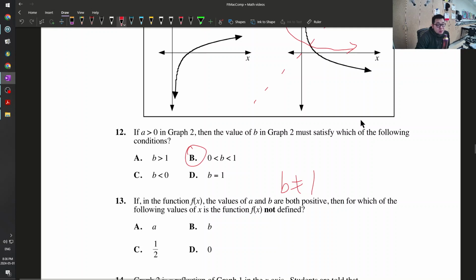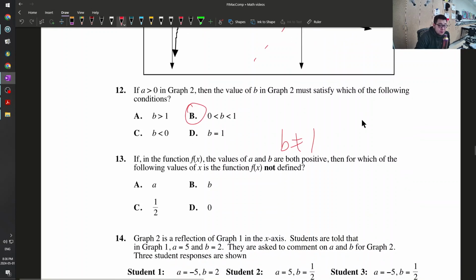So what can my input be, right? I know the domain of any logarithmic function is x must be greater than 0. X is a real number. Since A and B are both positive, that means it's greater than 0, so A and B cannot be the answer. C, 1/2 is greater than 0, so it cannot be the answer. So the answer is going to be D, because 0 is not greater than 0. It does not fit into the domain.